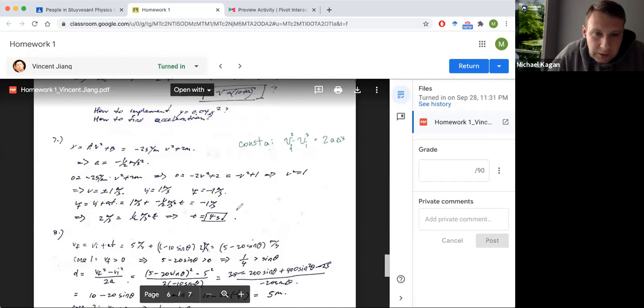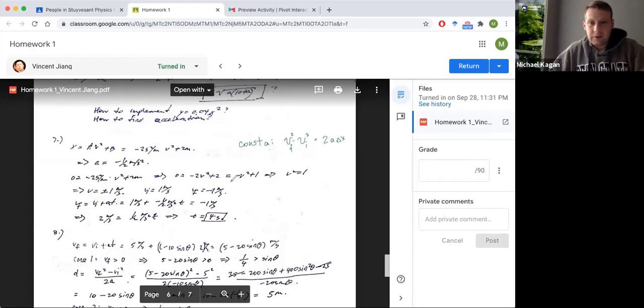It looks like you probably made a mistake in the acceleration. So the answer is not quite this. You're off by a factor, a simple factor. But yeah, just double check your acceleration value, and that should do the trick.